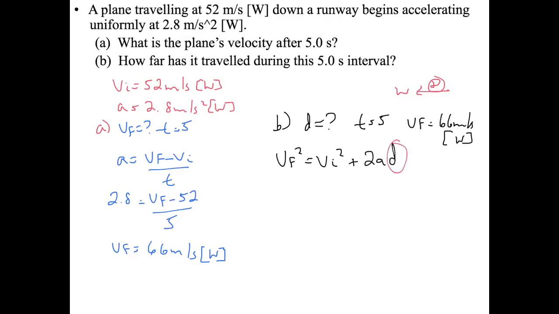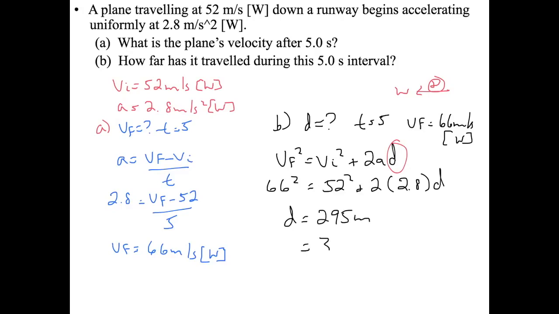Let's plug in some numbers. Okay, we know VF is 66 squared. VI is 52. We'll square that. 2 times our acceleration, we know, is 2.8, and of course we are looking for D. We do some rearranging, and we get D equal to 295 meters. We need 2 sig digs, therefore 3.0 times 10 to the 2 meters. And since we're talking about displacement, we say west.